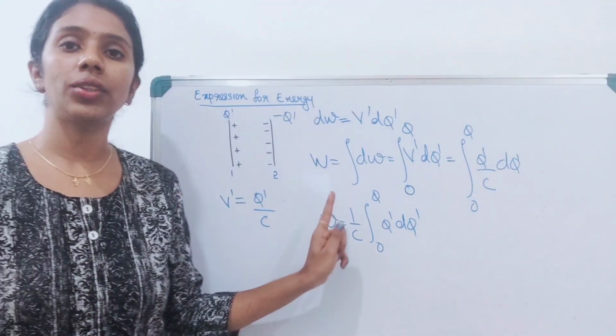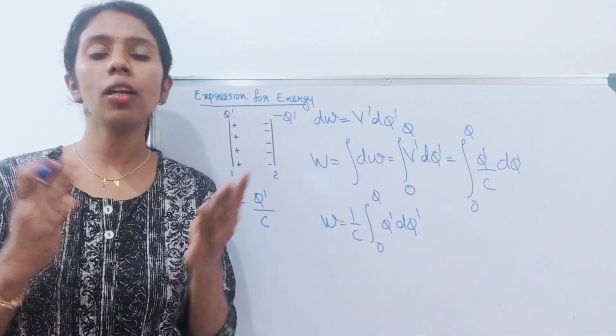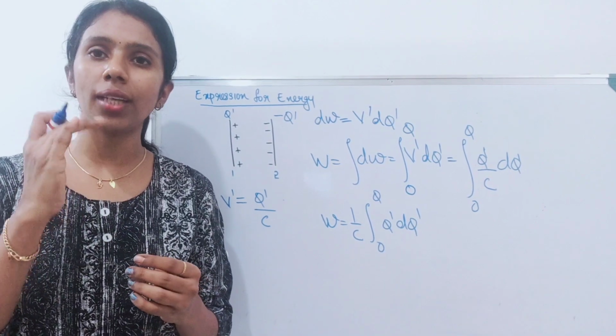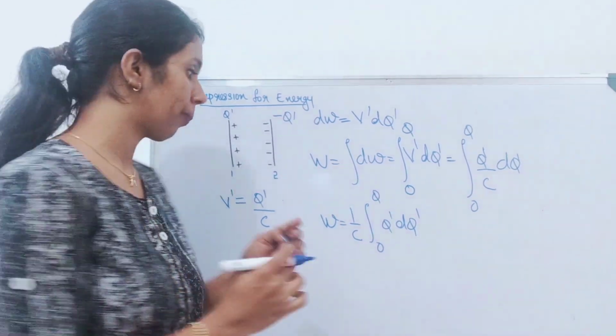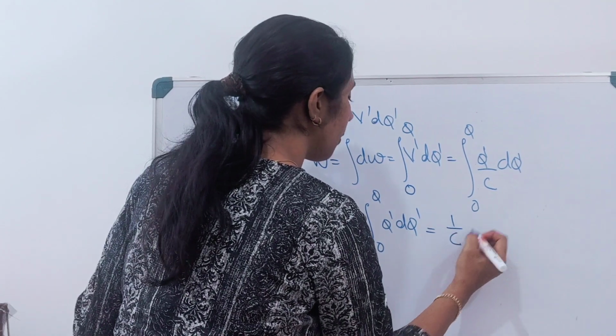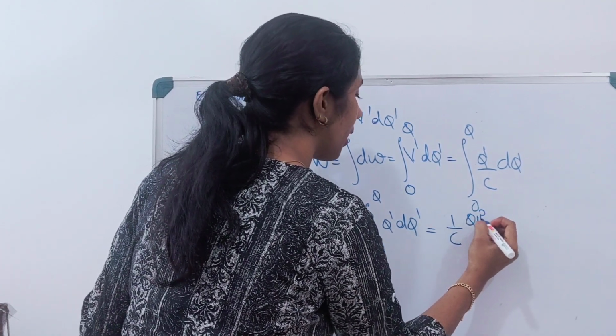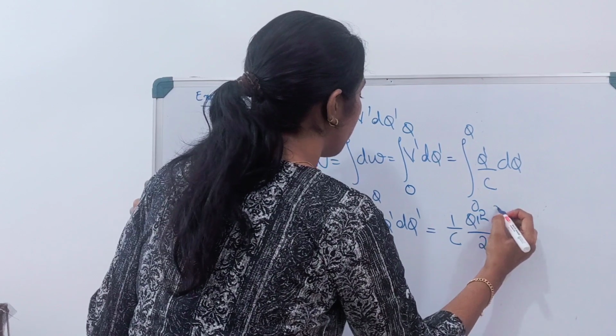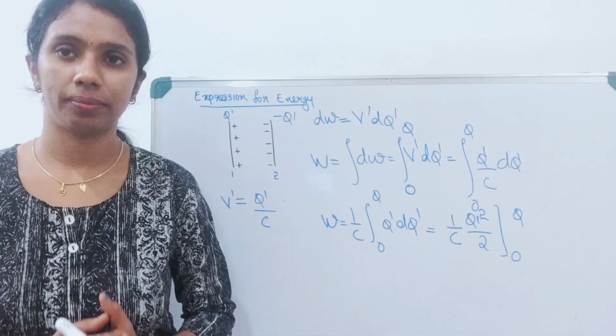Integrate Q dash with respect to dQ dash. Integral of Q dash will be equal to Q dash square divided by 2. So this equation becomes 1 by C, Q dash square divided by 2, within the limit 0 to Q.